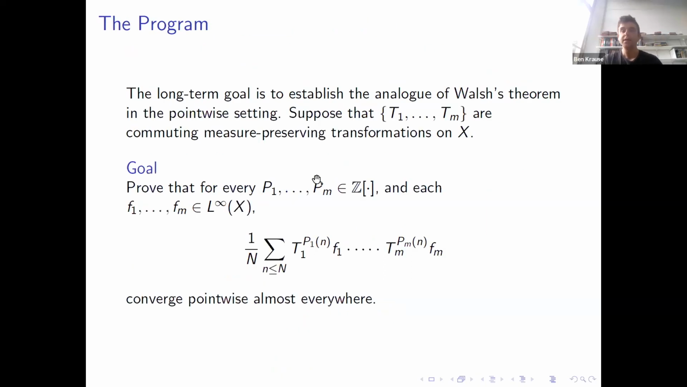But our plan is to try to generalize Walsh's theorem to the pointwise setting. So the long-term goal is to prove that whenever you have m polynomials with integer coefficients and m bounded functions and m commuting measure preserving transformations, so you relax nilpotent a bit, what you'd like to prove is that these Cesaro averages converge pointwise almost everywhere. So Walsh proved that if you squint at all of these and you view these as vectors, then you have norm convergence. What we'd like to prove is that you actually have pointwise convergence too.